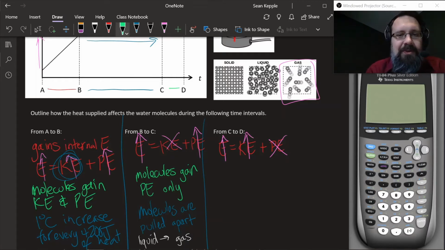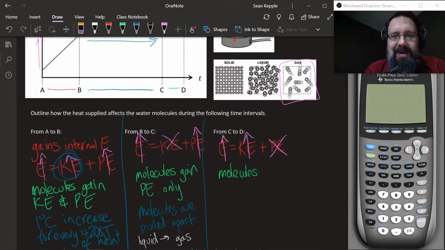So the molecules are now in the gas phase. These are so hard to write at this angle.